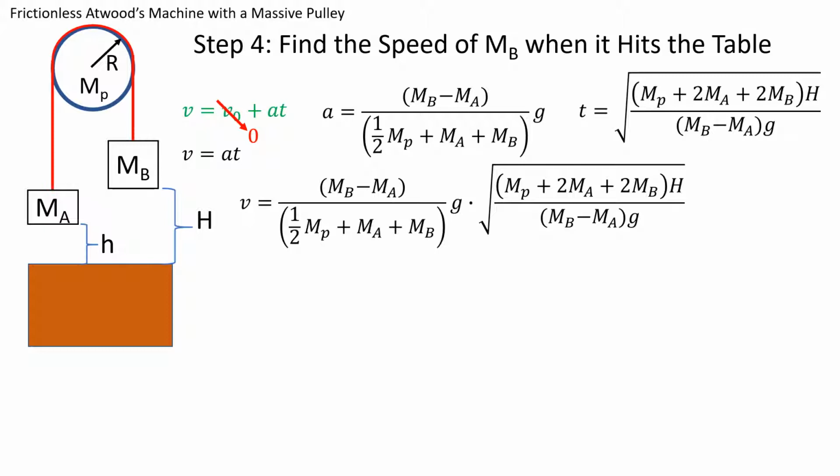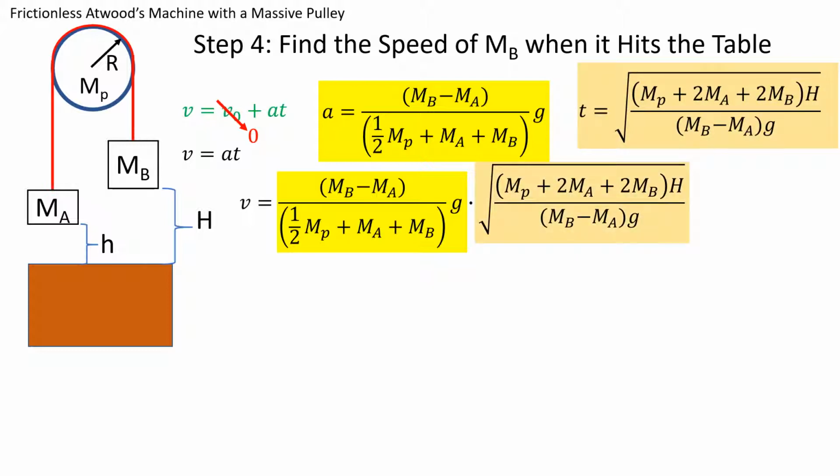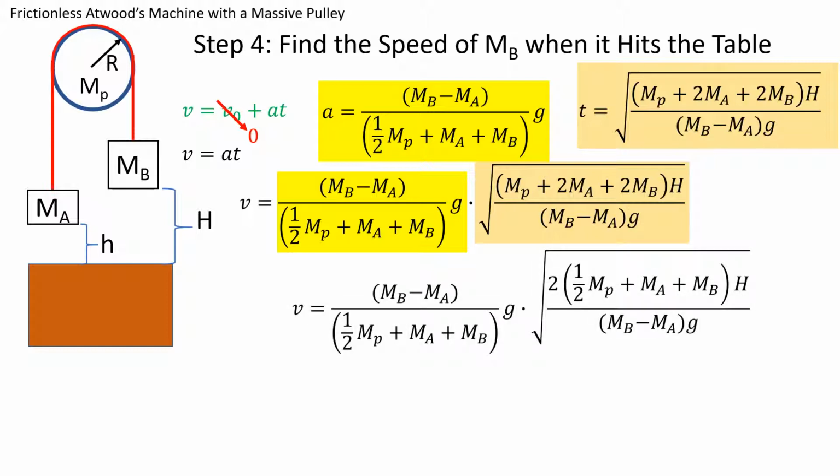This again is the full solution. You could put numbers in here and be finished. Here's the acceleration, here's the time. So also if you've already put in numbers for those, all you have to do is multiply them. If we want it in terms of variables, we can do a little bit of algebraic simplification.